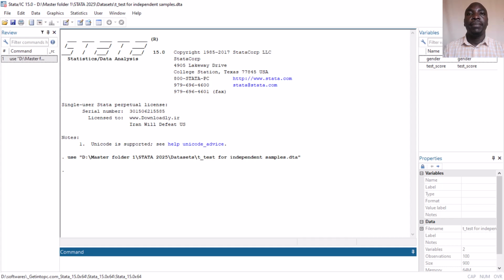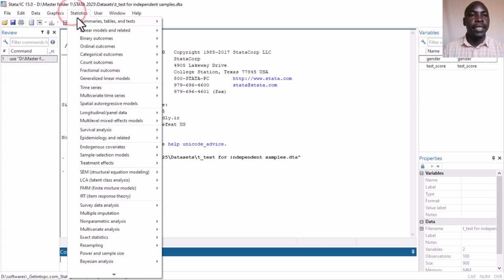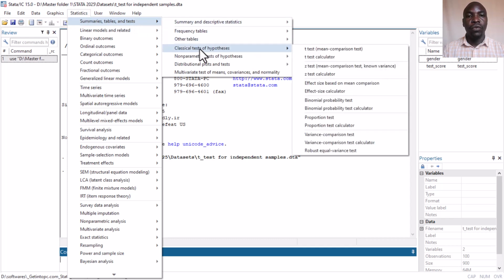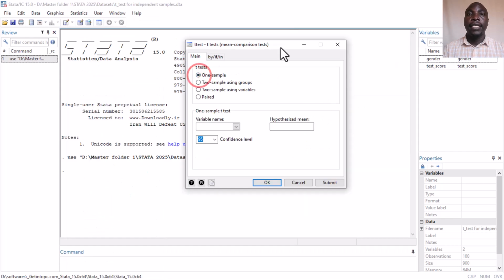So to run an independent samples t-test, simply click on statistics, go to summaries, tables and tests, then you go to classical tests of hypothesis. Then we shall select the t-test, the mean comparison test here. In this dialog box, we are going to select the type of t-test that we want, and we want the two sample using groups. That's the independent samples t-test.